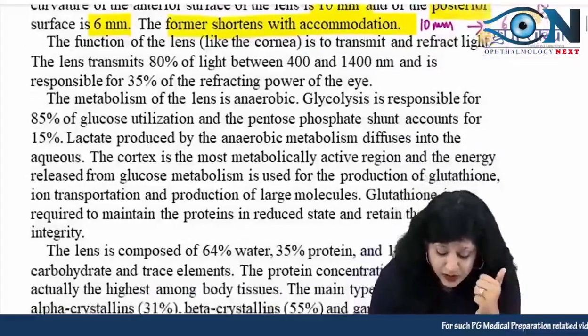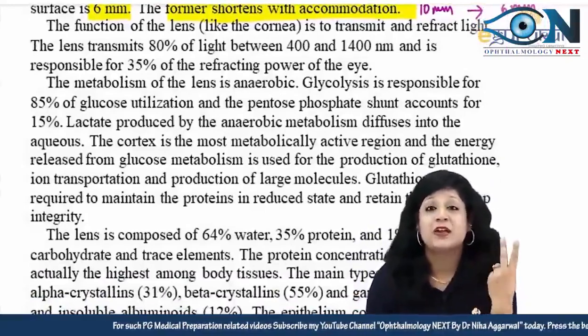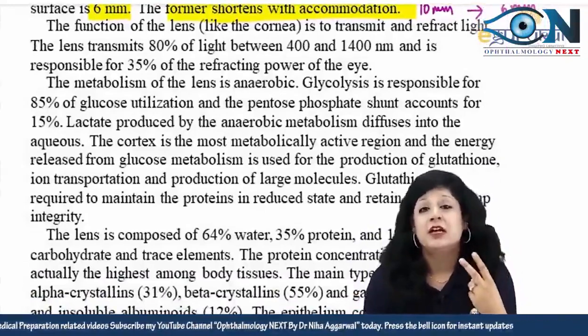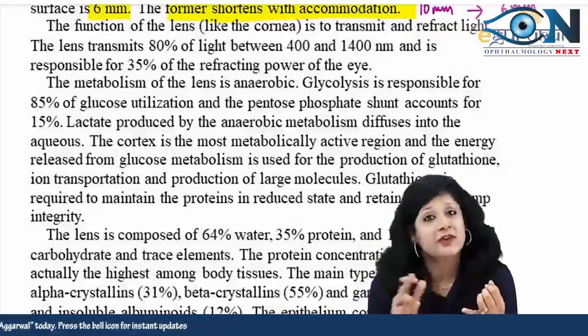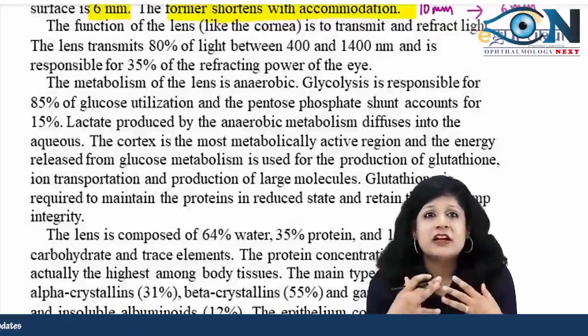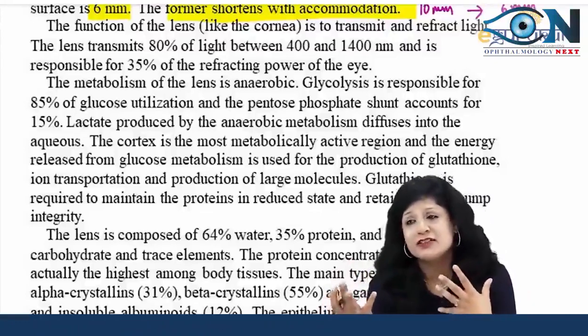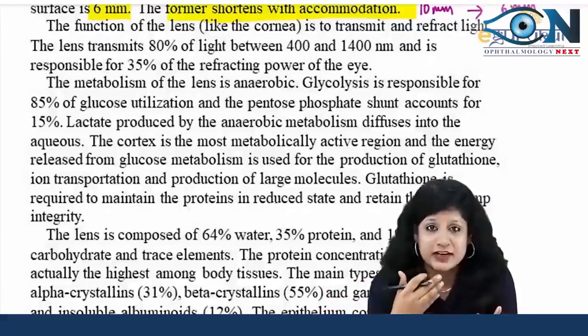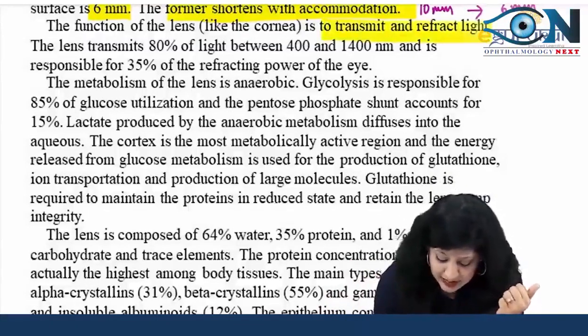Okay, now coming to the function of the lens. We know that we have two important refractive structures in the eye: the cornea and the lens. Whatever refractive properties are given by the corneal surface, they resemble those of the lens too. So the function of the lens is to transmit and refract light.